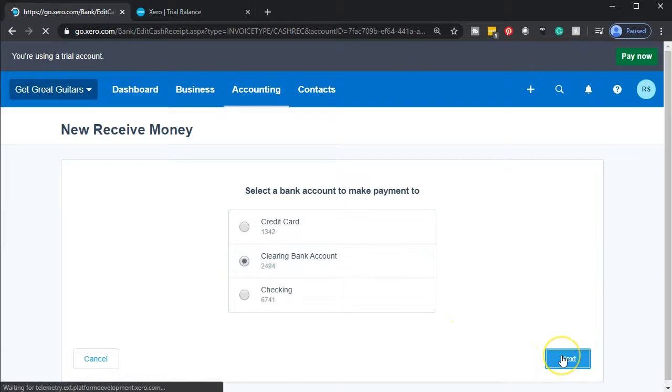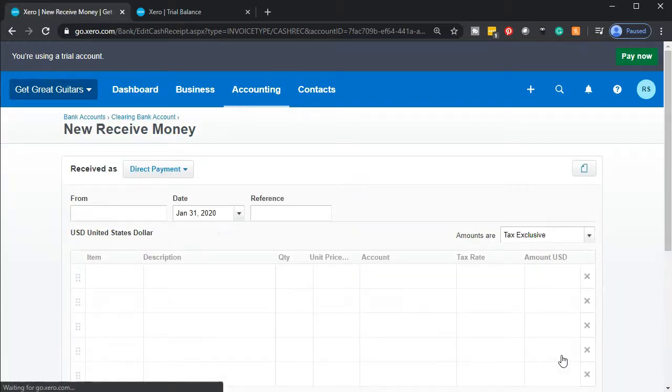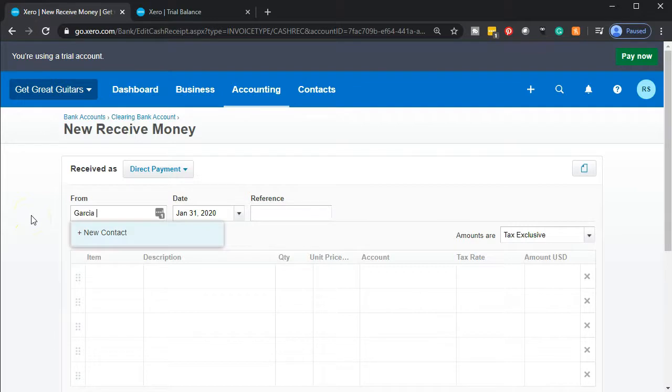We can imagine us getting cash or something like that, and we still have to go to the bank at the end of the day and group all this together. The person that's going to be giving us money is Garcia Guitar, which is a new contact. So we'll set up the new contact here.